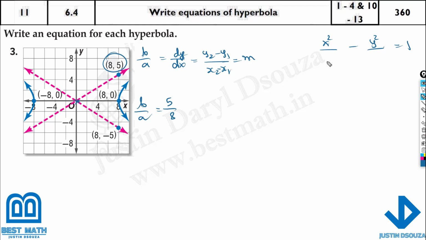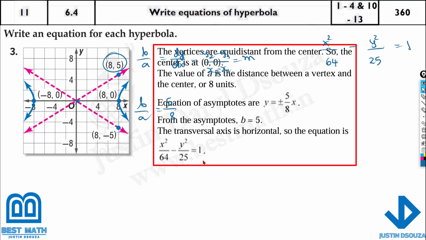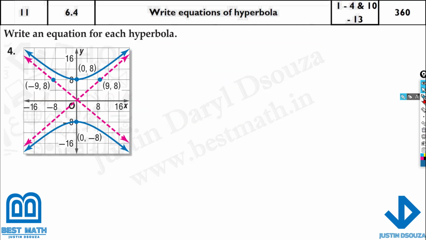Here I'm going to write 8 squared. That's 64. What is the b value? It's 25. So this is the answer. But if at all it was vertical, then it would be a by b. a would have been 5 and b would have been 8. So you must be very careful in this. So here we can see the answer is x squared by 64 minus y squared by 25 equals 1.